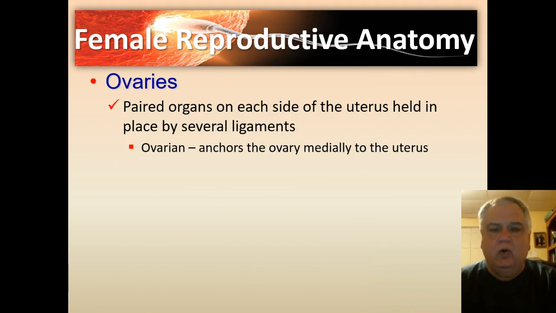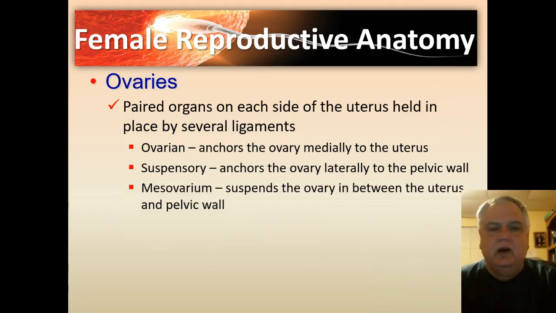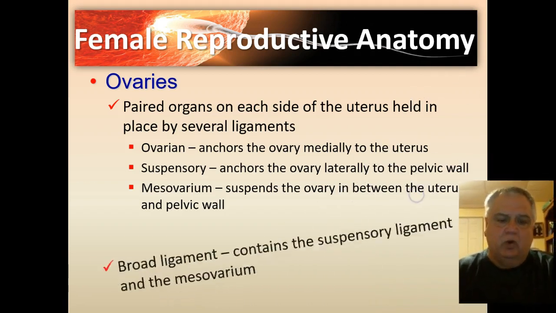What ligaments hold the ovaries in place? First, we look at the ovarian ligament. This is a ligament that anchors the ovary medially to the uterus. Remember, medial means toward the inside. In addition, there is a suspensory ligament. The suspensory ligament anchors the ovary laterally to the pelvic wall itself. And then finally, we have the mesovarium. The mesovarium is a thin ligament that suspends the ovary between the uterus and the pelvic wall.